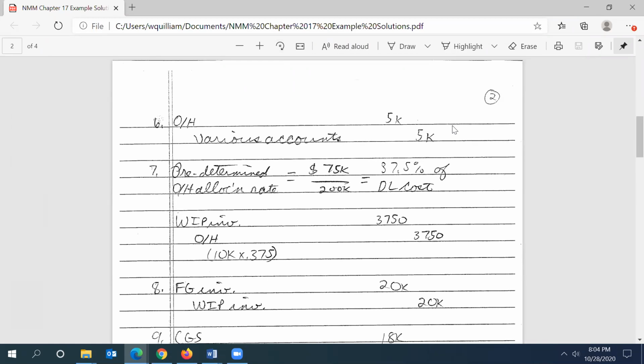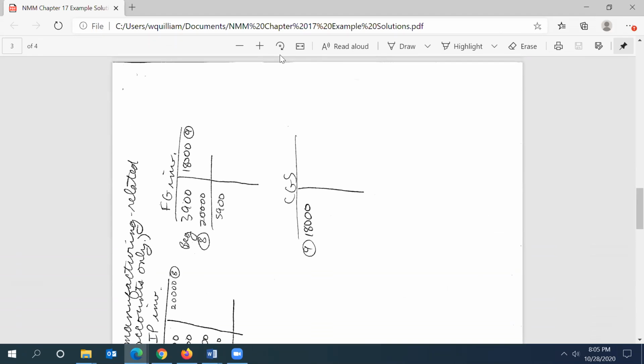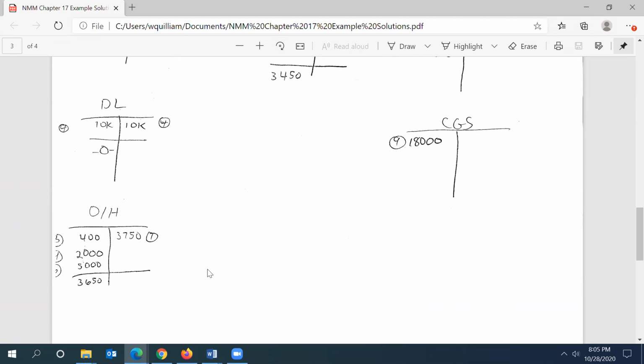In the journal entry, we will debit or increase overhead by 5,000. As a credit, I just put various accounts, 5,000. I'm not worried about them. I'm only worried about that $5,000 debit to overhead. So in the overhead account, in the T account, I will debit that for 5,000. Again, don't worry about posting to various accounts.